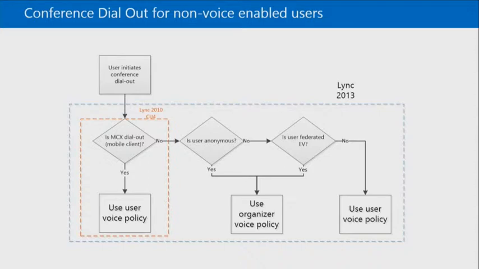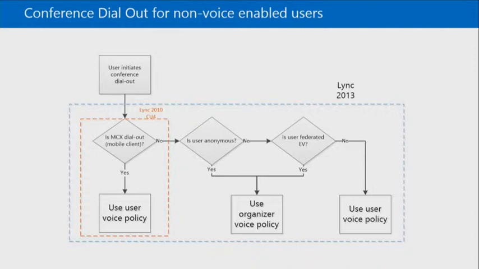Okay. So user initiates that conference dial out, right? In the 2010 CU4 world, we simply said, is that a mobile client, right? If it was a mobile client, we use their voice policy. If that meant they had to be enterprise voice enabled to get that mobile client to do all that work. That was the only interaction that was supported in Lync Server 2010 to get enterprise user dial out in a conference. In 2013, we now go into this, is the user anonymous workflow, right? Meaning, is it an anonymous user that has joined this conference and now wants the conference to call them back?